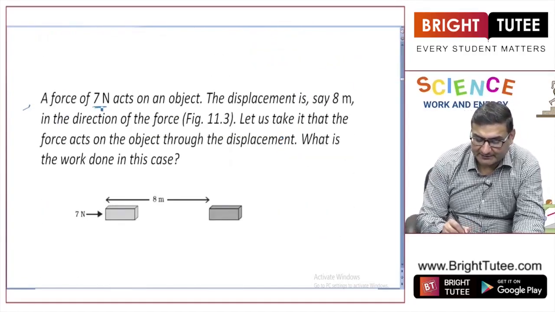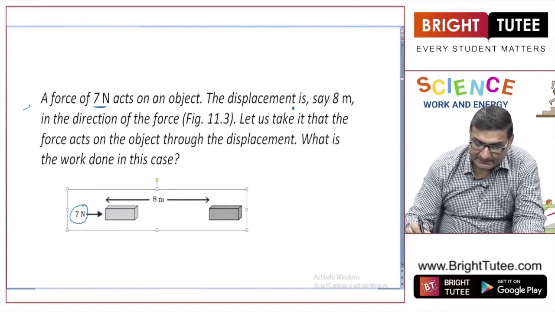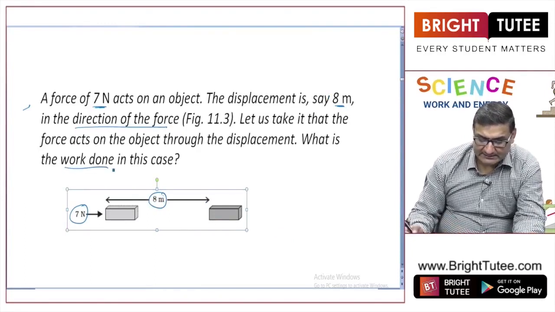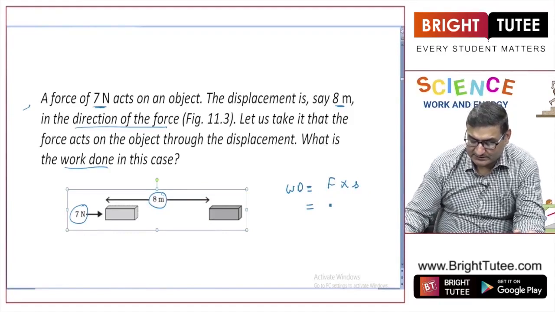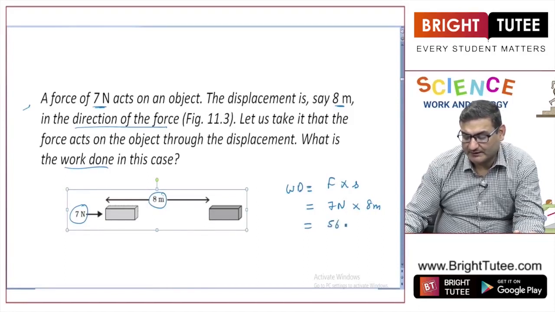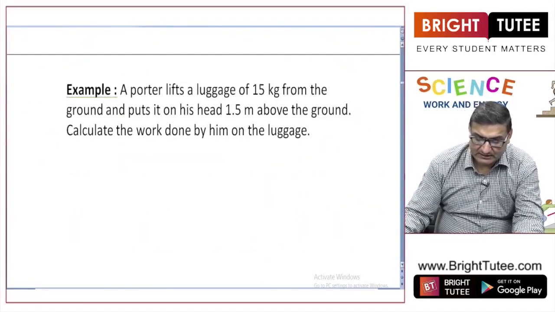Let us see the next case. A force of 7 Newton acts on an object and the displacement is 8 meters, in the direction of the force, right. Now, what is the work done in this case? Once again, as we know, work done is equal to the product of force and distance. Force is 7 Newton multiplied by the distance moved, 8 meters. So, it comes out to be 56 joule. So, this will be the work done. Clear? Quite simple questions.